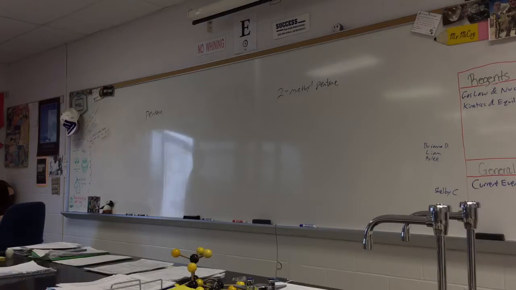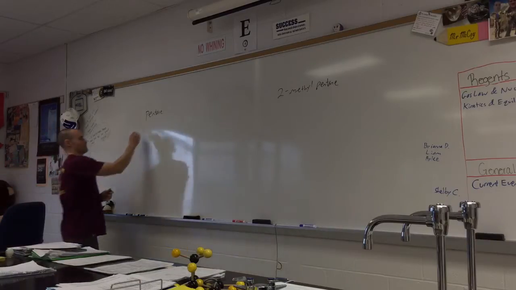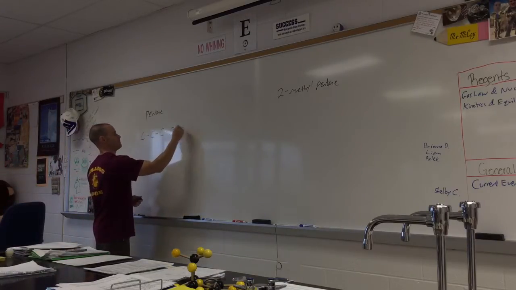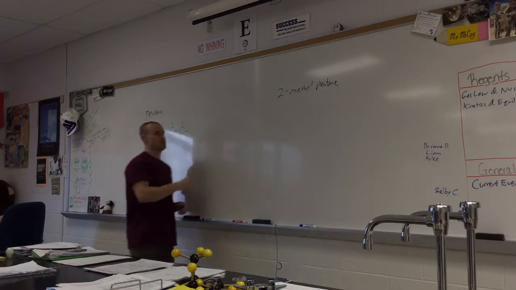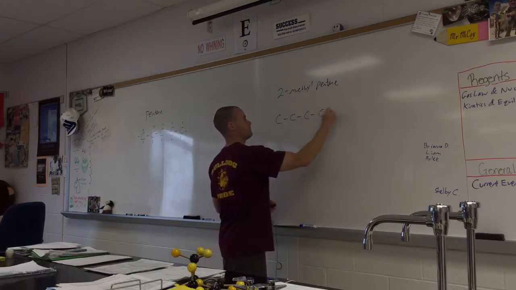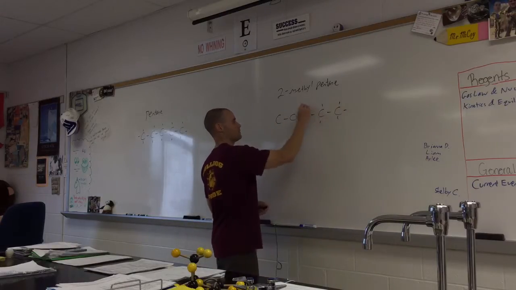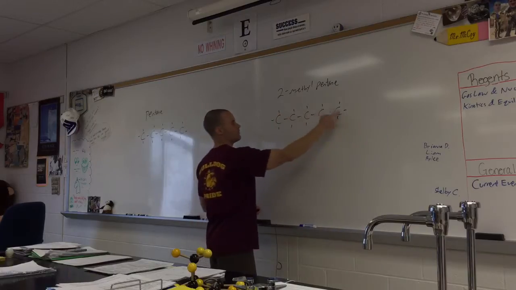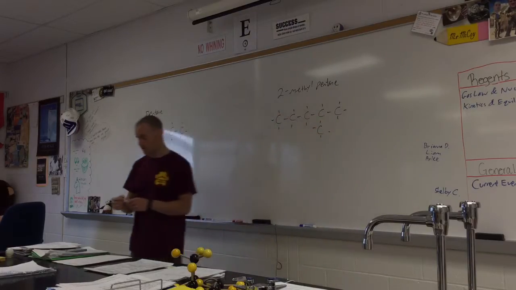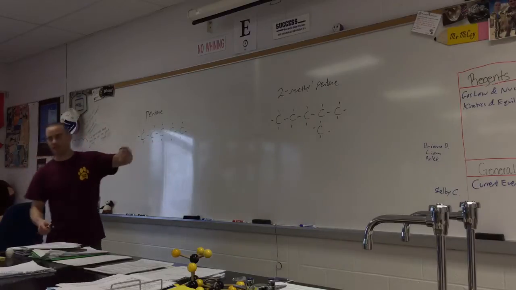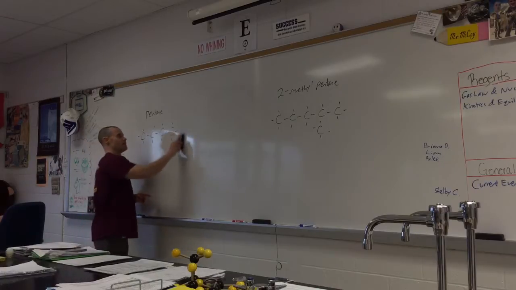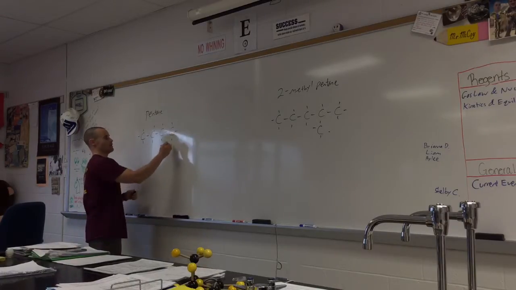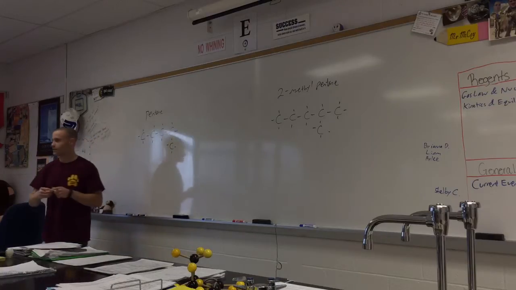You should have done this: 1, 2, 3, 4, 5. You guys all did this part, right? Okay. So an isomer is the same number of atoms, different structure. If you did this, this is the most common mistake. So that is not correct for an isomer.